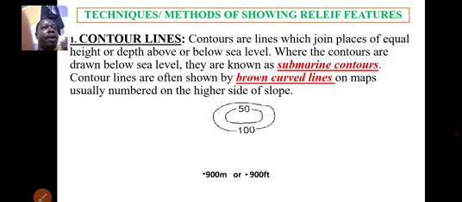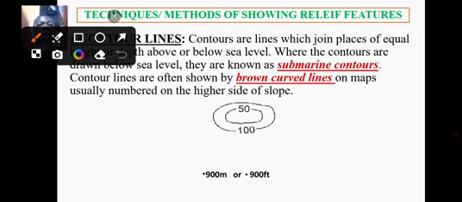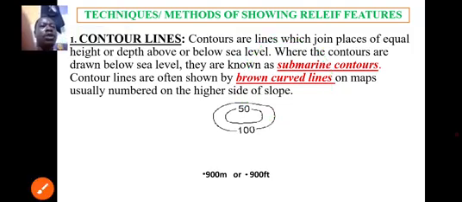On a map, and on every topo sheet, the contour lines are shown by brown lines, as you can see. Do you see where I've drawn the green circle to cover? All contour lines are shown with brown curved lines on the map, usually numbered on the higher side of the slope. So when the height is increasing, the contour value also increases. That's what you have here, if you can all see.